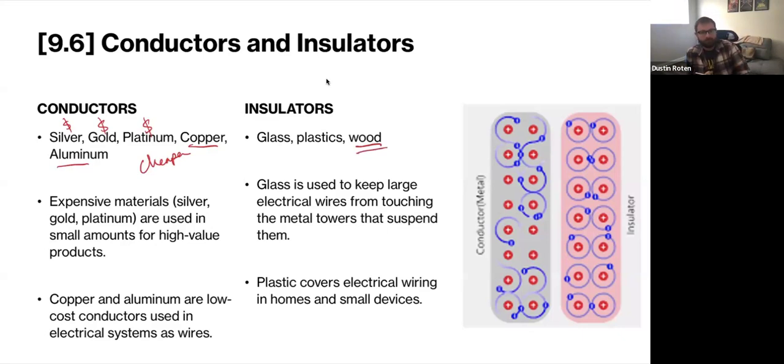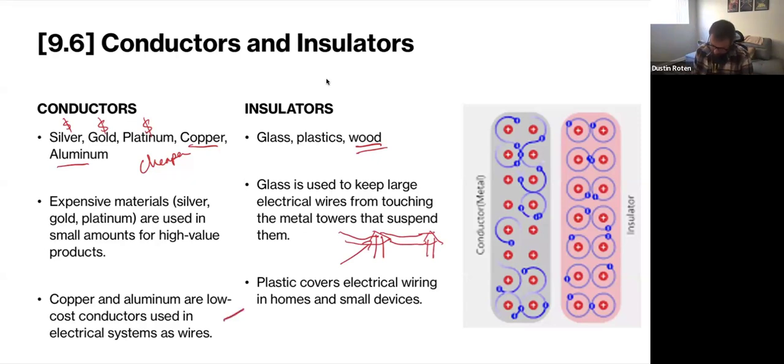Let's see. Yeah, so glass is actually used to keep the large electrical wires from touching metal towers. So if you think about the big towers where you have the cables running across the mountains and everything, what you'll notice is a lot of times they'll sit on glass or have glass covers where they're near or on the metal tower, just because glass is such a good insulator.